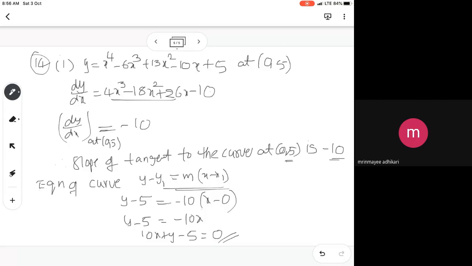At 45 degrees, the value of t is given to you, pi by 4. So cot pi by 4 is 1, and the slope is equal to minus 1.